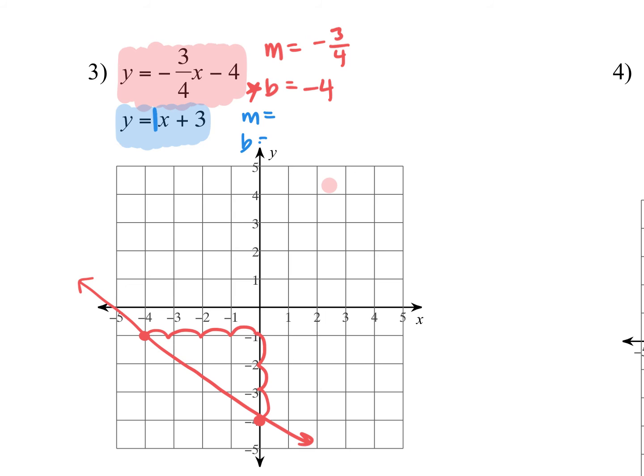Hopefully you paused the video and tried this out. I'm going to go over it now with us. So, my m value is 1. And then my b value is 3. So we always start with my b value. So I'm going to start at +3 on the y-axis.